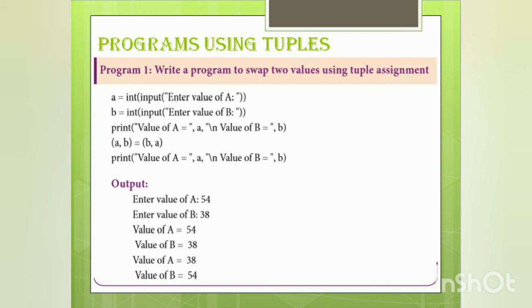Print value of A is equal to small a, value of B is equal to small b. So value of A is equal to small a. Now what is in small a? After swapping, B value becomes A, right? So 38. Then backslash n, new line, value of B is equal to small b. Now what is the value in B? That's A value. That is 54.